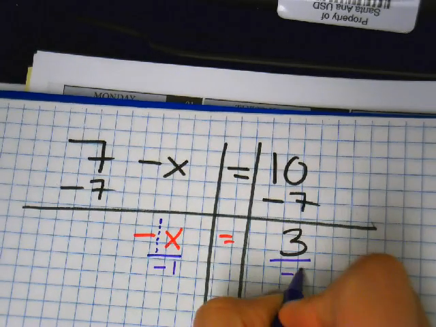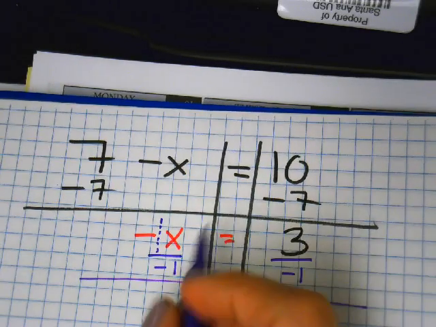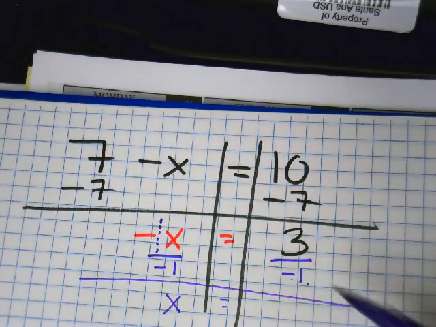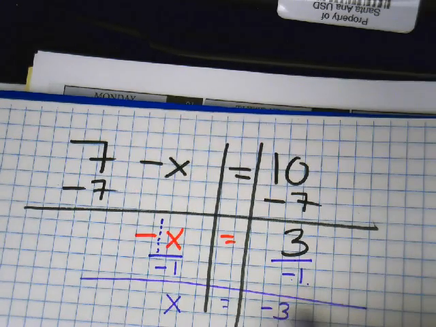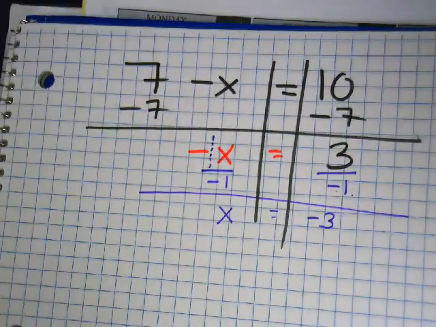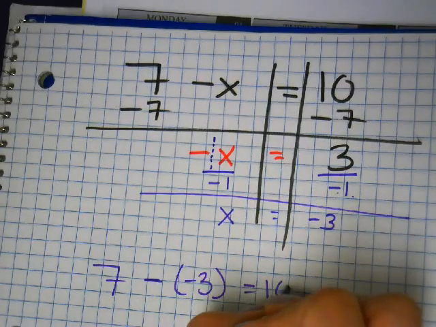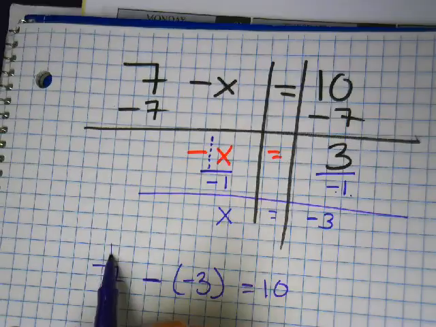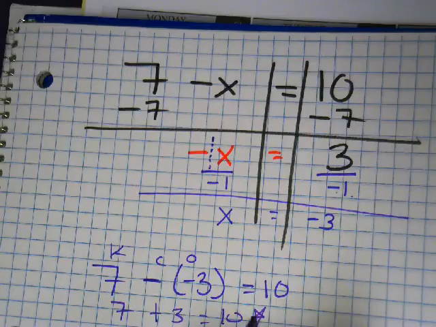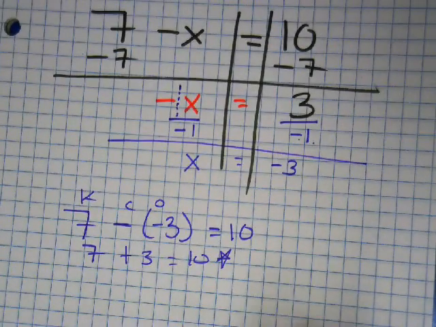-1. That eliminates your x being a negative. Here, you're left with just x is equal to, what's 3 divided by -1? -3. So x is equal to -3. Now will my equation be true? 7 minus -3 has to equal 10. Well, does it? Yes, because if I do a keep, change, opposite, I get 7 plus 3, and that does equal 10. So the answer is not 3, it's -3.